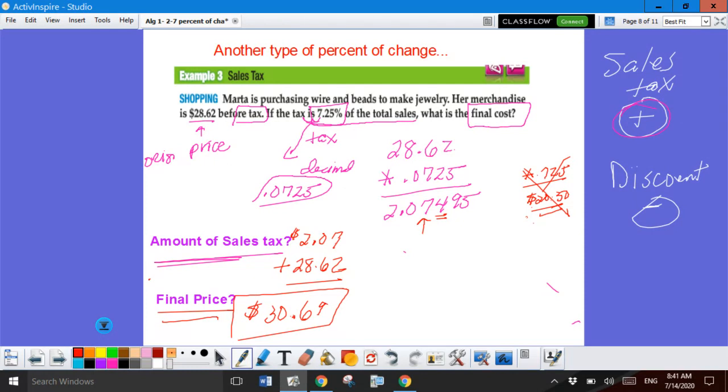So again, be thinking about whether or not your answer is logical. Okay? If it is logical, you're probably right. If it's not logical, you did something wrong. So think about the reasonableness of your answer.